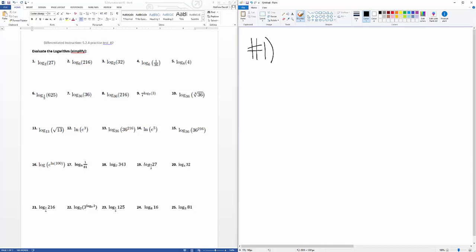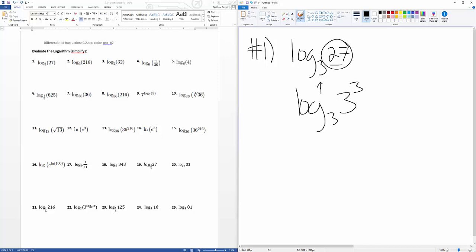When we're evaluating a log, the idea here is what power do I need to raise 3 to give me 27? So that means I need to rewrite this 27 as an exponent, 3 to something power. So log base 3 of 27 happens to be log base 3 of 3 to the third. These are inverses of each other, so they reduce, and I'm left with 3, which is going to be my answer.